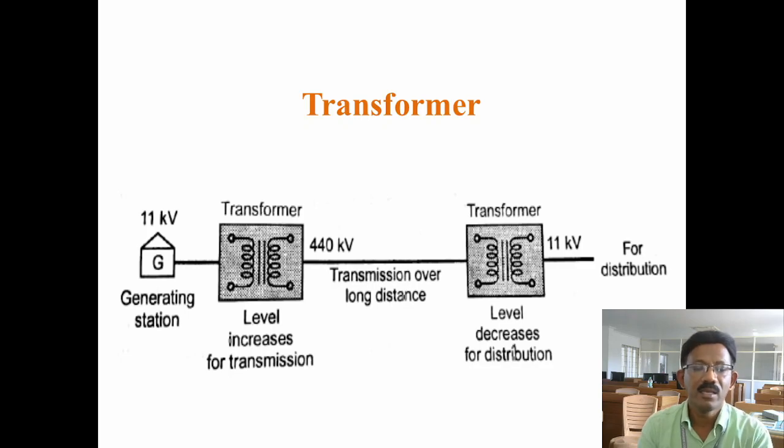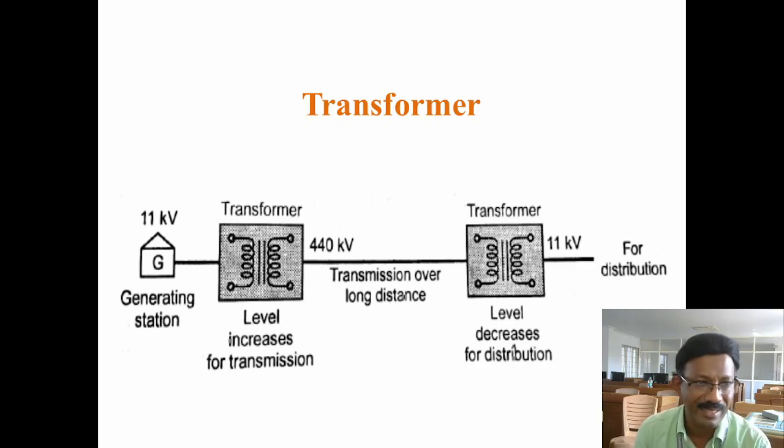For that, initially the low voltage, normally 11 kV, produced in the generating stations is stepped up using a power transformer. This power transformer is constructed in a substation called the step up transmitting substation. In the transmitting substation, the 11 kV voltage is stepped up to 440 kV. Then the 440 kV AC supply is transmitted through towers for a long distance.